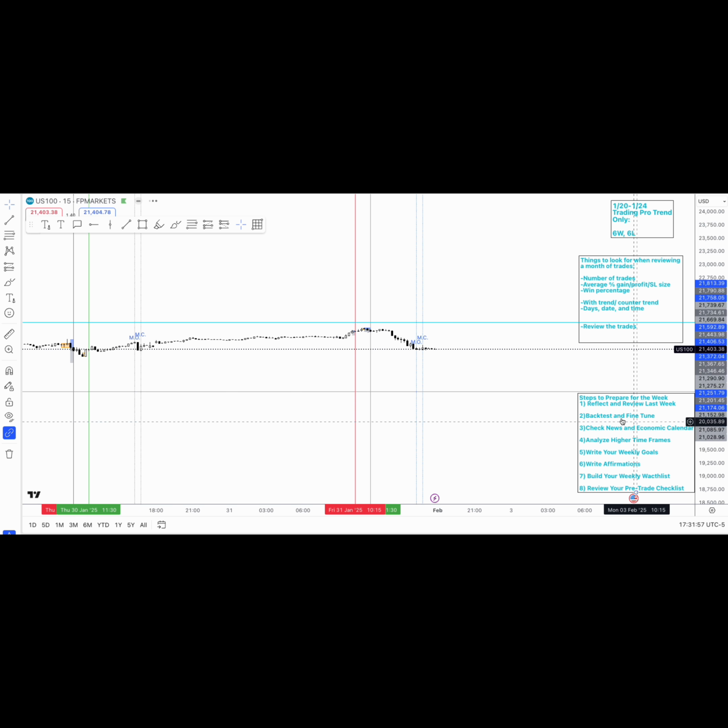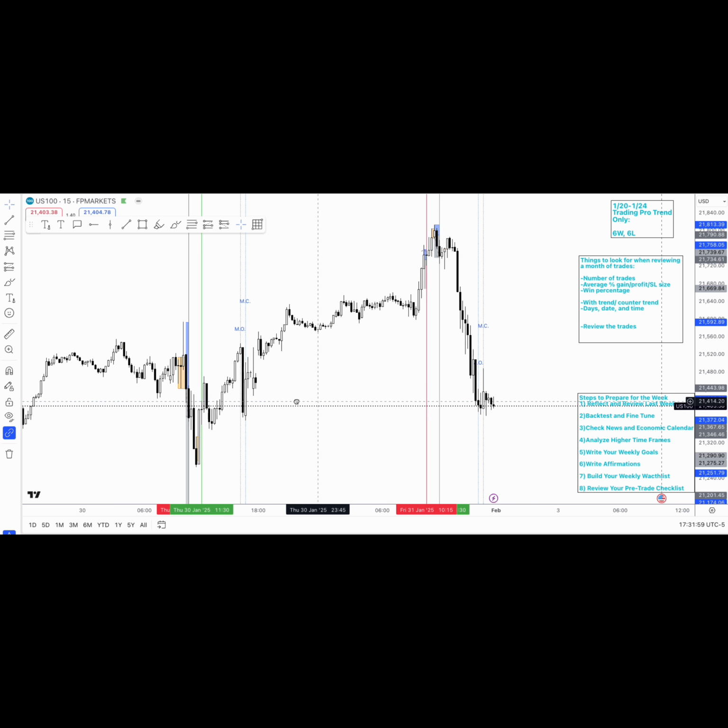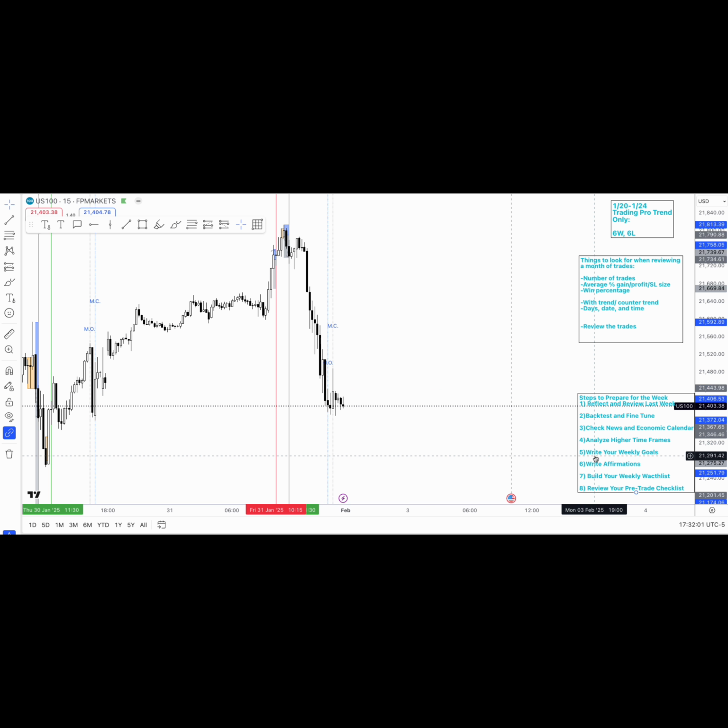So we reviewed the higher time frame, check the news. My weekly goal is just to focus on taking less trades and more quality trades. So I just want to make sure I do not trade the 850 macro this week. That's the only goal I really have this week. That and just focus on trading with pro trend.